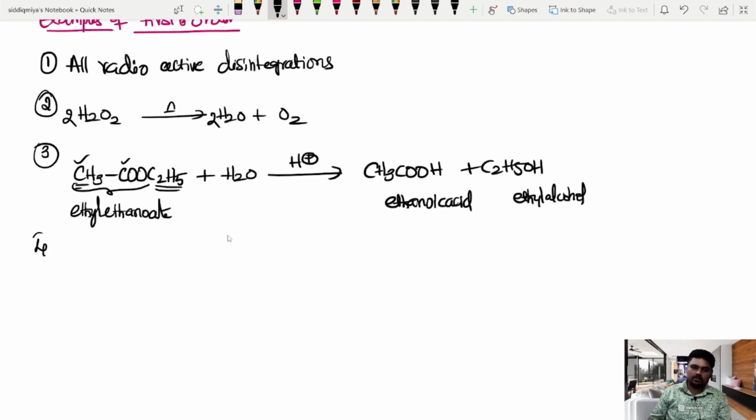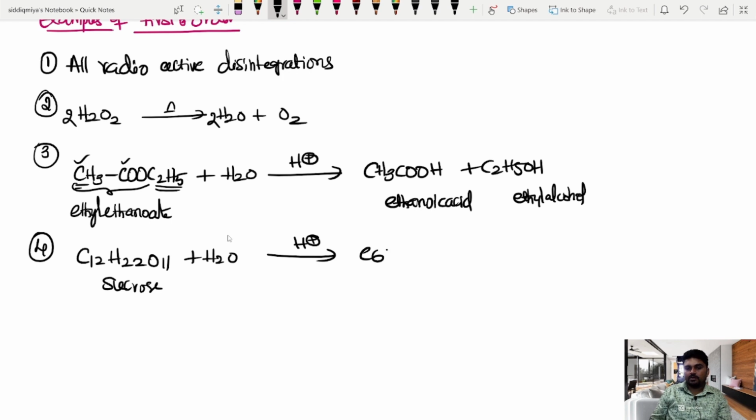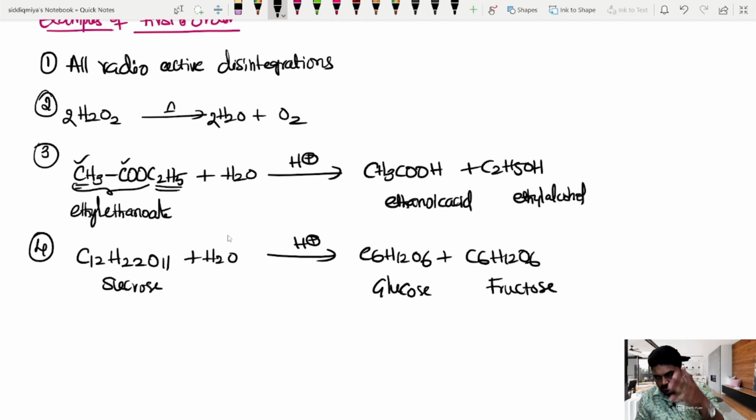And the fourth one, hydrolysis of sucrose, C12H22O11. Sucrose upon hydrolysis with H2O, you will get glucose C6H12O6 and fructose C6H12O6. Glucose and fructose formulas are the same, but both are functional isomers. One is ketone, one is aldehyde. Glucose and fructose are functional isomers of each other. Why? Because we have studied the definition of functional isomers in 11th standard: compounds having the same molecular formula but different functional groups. In glucose you have an aldehyde group, in fructose you have a ketone.